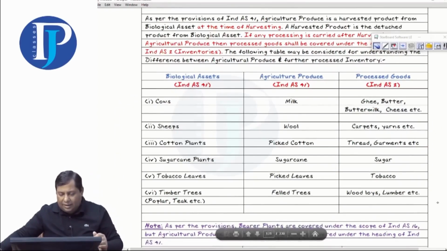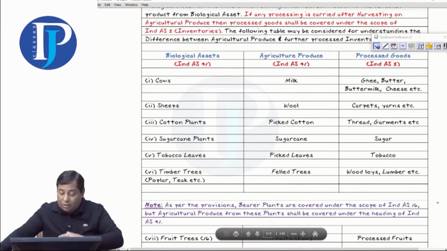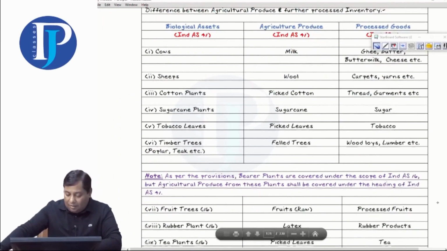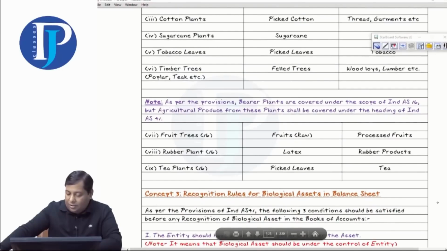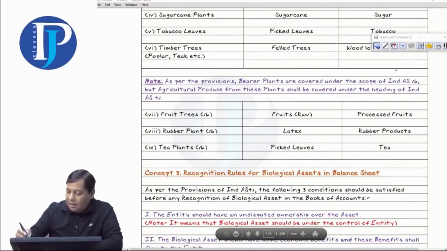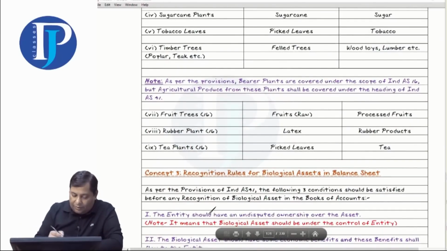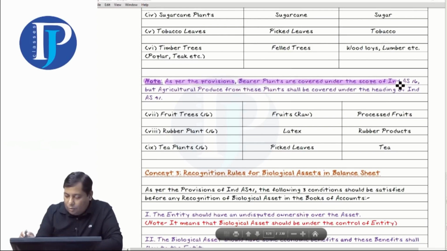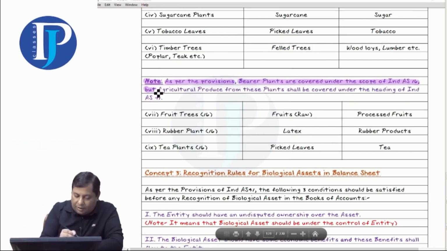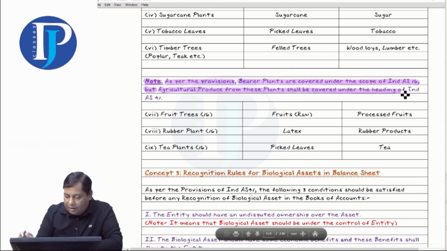You guys forget after taking the class, and when you revise from notes again, you often wonder after realizing that we have studied this much. Everything that I taught in class has been written in the notes. As per the provisions, bearer plants are covered under the scope of Ind AS 16. But Ind AS 41 includes agricultural produce from all these plants.